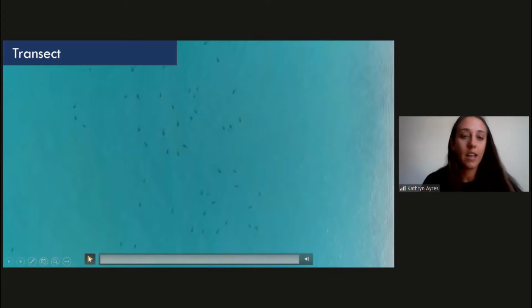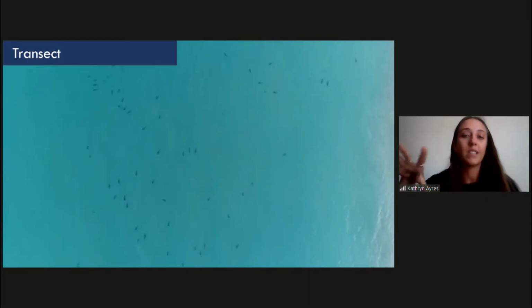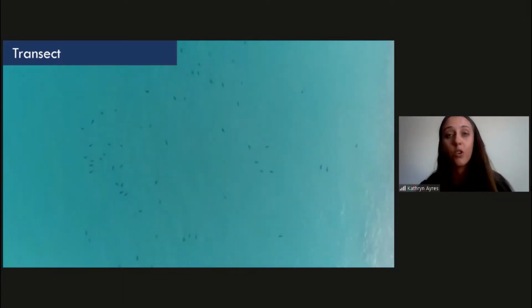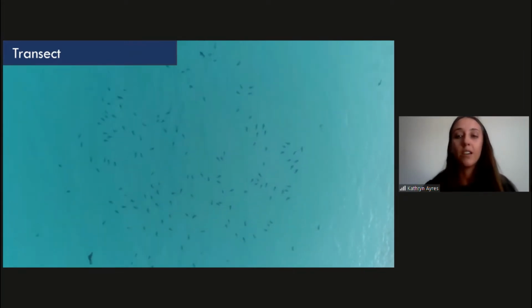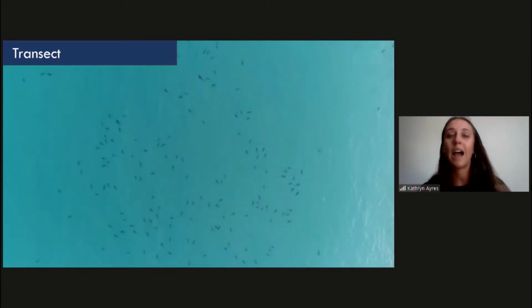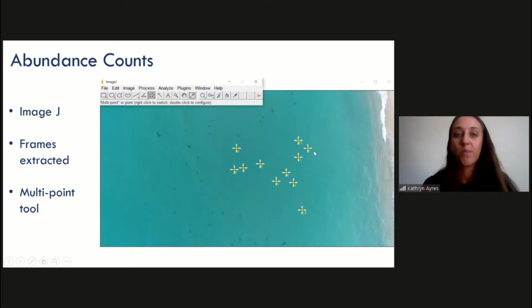So I'm just going to show you here an example of a little bit of the transect area. So I fly the drone at a 100-metre altitude, which gives me a field of view of 150 metres. So the area that I cover is 0.255 kilometres squared. And I keep the shoreline in the side so I can accurately do the surveys every time. So to count the sharks, I extract the frames from the video, and I simply use ImageJ software. So I use the multi-point tool. So basically every time I click the screen where there's a shark, the software tallies the number of times I've clicked the screen.